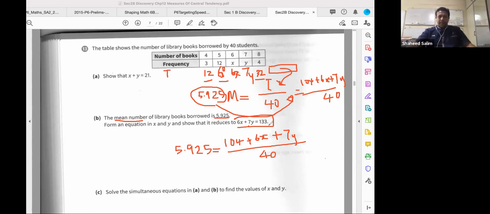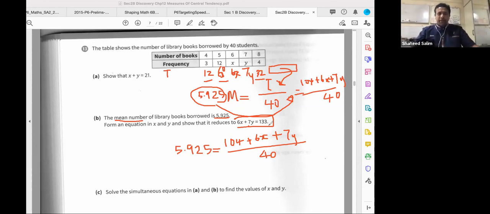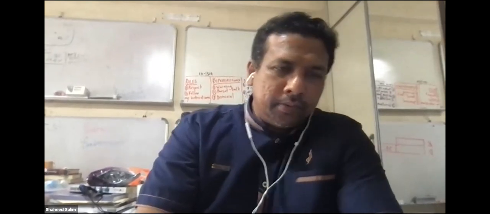Emma, do you get the answer? 6x plus 7y equals 133. Oh, you show me. You can take a photo or you show me, either one. Okay, hold on. Okay, thank you.